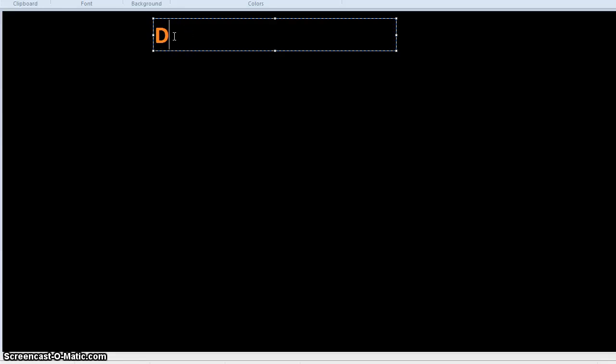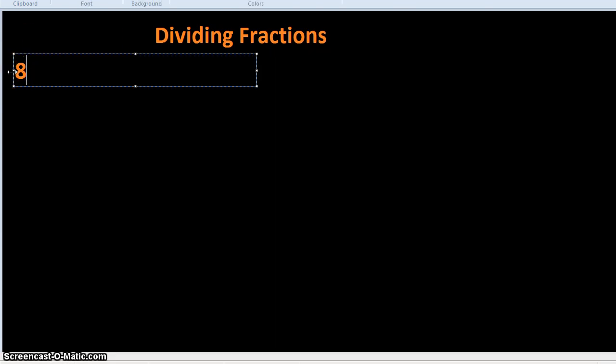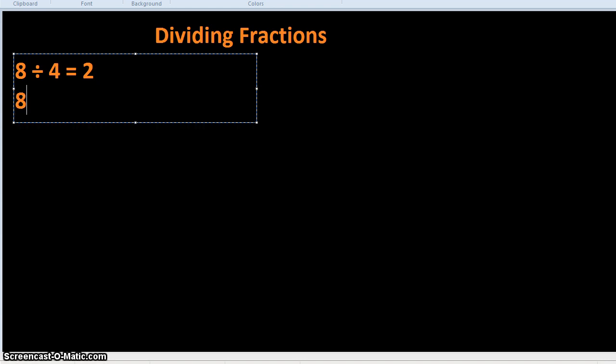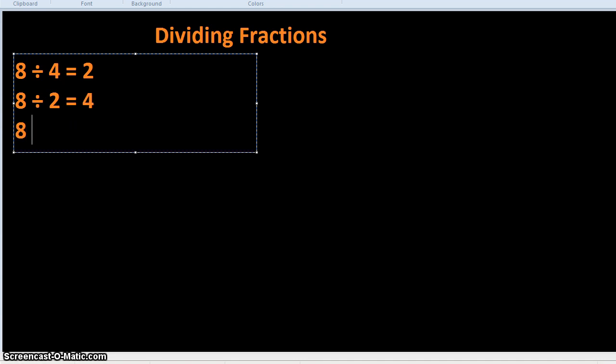Dividing fractions is actually a really quite fun thing to do, and I'm going to show you why. Imagine you had 8 divided by 4. That equals 2. Now we have 8 divided by 2. That equals 4.